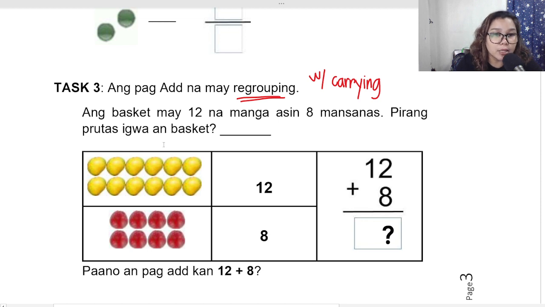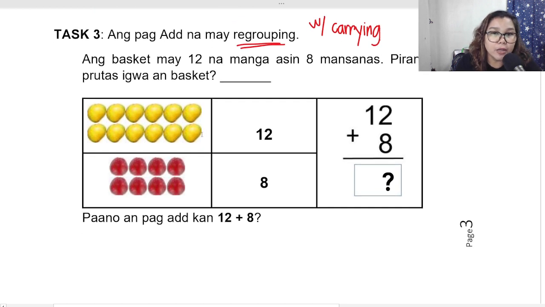Okay, let's have first ang basket. May 12 na mangga. Double G dapat. Asin, 8 na mansanas. So, 12 mangoes, 8 apples. Pirang prutas igwa ang basket. So, we have here illustration. So, makakatulong siya in counting. But, may transition dyan as we go on to the next stage, yung mas mahirap-hirap na pag-addition, mas challenging. So, we can remove, we can have in place of these objects the numbers.